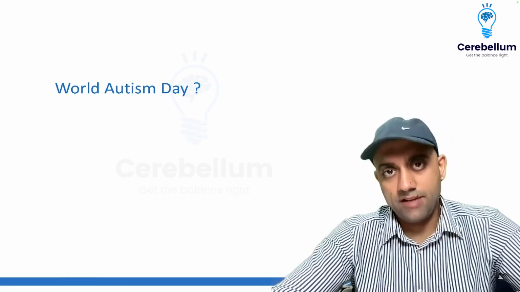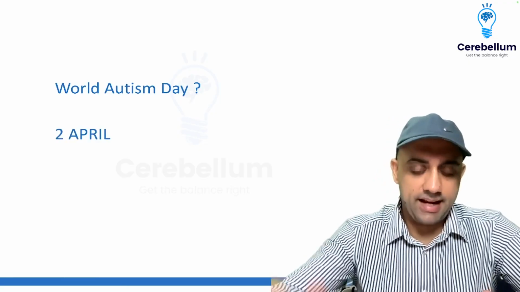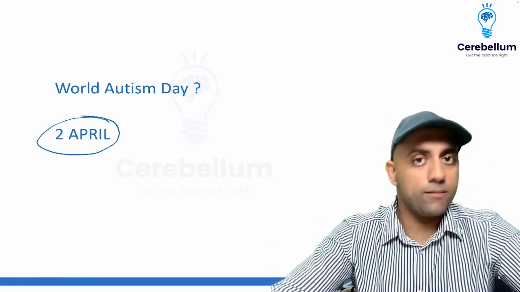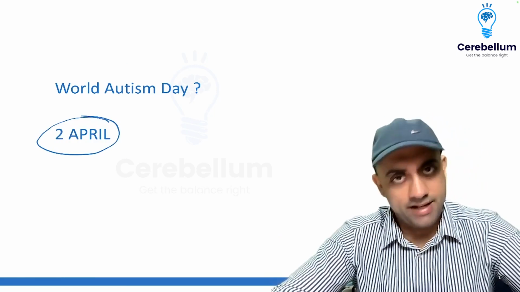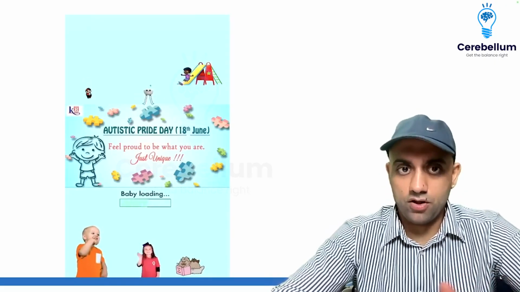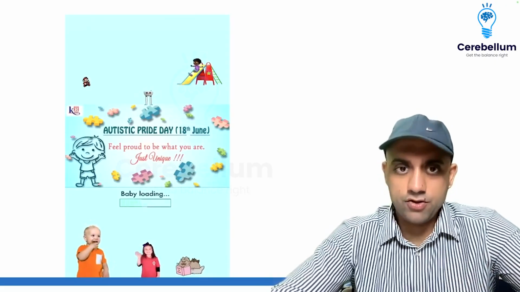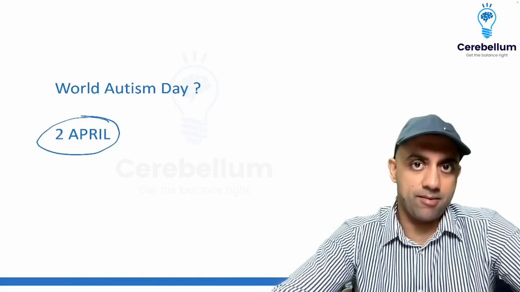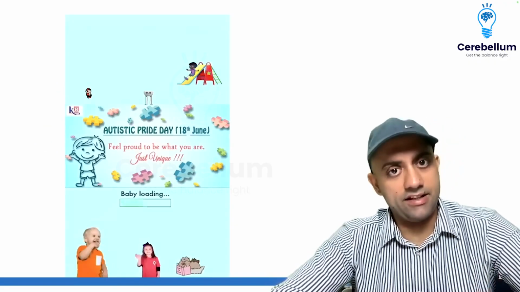World Autism Day, when do you celebrate? Remember, 2nd April. 13th April is my mom's birthday. 2nd April, World Autism Day. Remember that. Autistic Pride Day is on 18th June, and World Autism Day is on 2nd April. Autistic Pride Day is 18th June, remember.